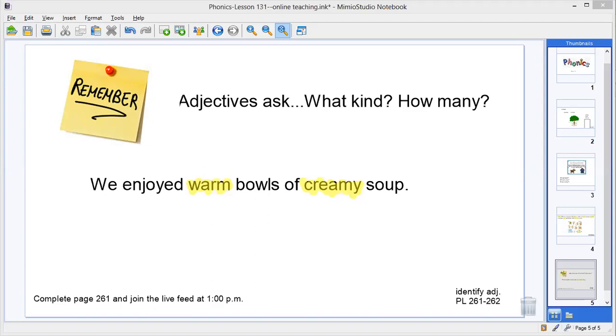All right, guys, so that wraps up math for today. You're going to have to do page 262 in your math workbook. When we do our live session at 1 o'clock, we're going to go over phonics and math, okay? So you need to do your phonics worksheet, page 261, and math, page 262, and have that completed when we go live at 1 o'clock.